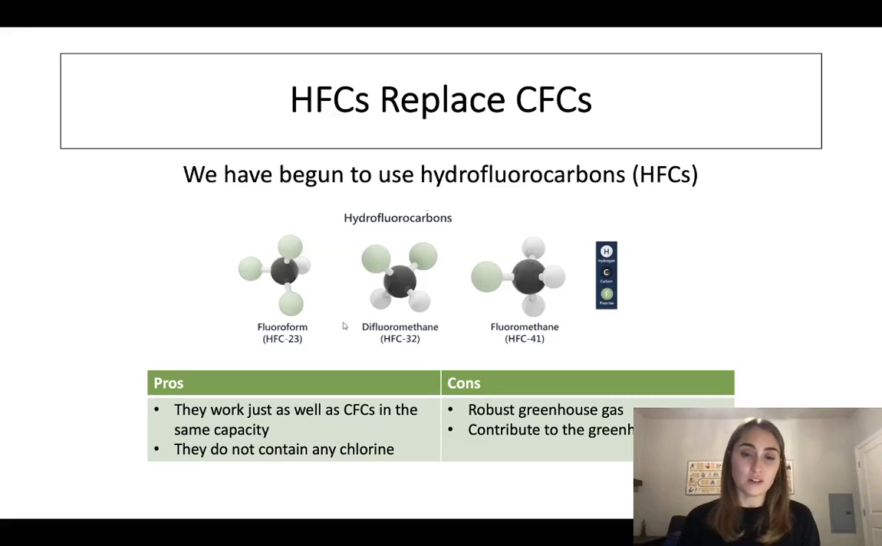The problem, of course, there's always a catch, right? HFCs are an insanely robust greenhouse gas. They don't actually make their way up to the stratosphere. They sit in the troposphere, and they have an even longer residence time in our atmosphere than CFCs do. And so they contribute largely to the greenhouse effect. Now, if you're not familiar with what the greenhouse effect is or what greenhouse gases are, that's our next section, 9.3 and 9.4. But HFCs are one of the greenhouse gases that we're going to add to our list of gases to be concerned with.